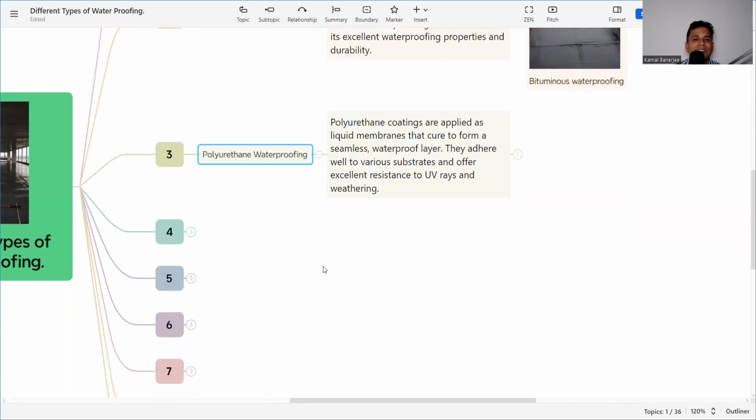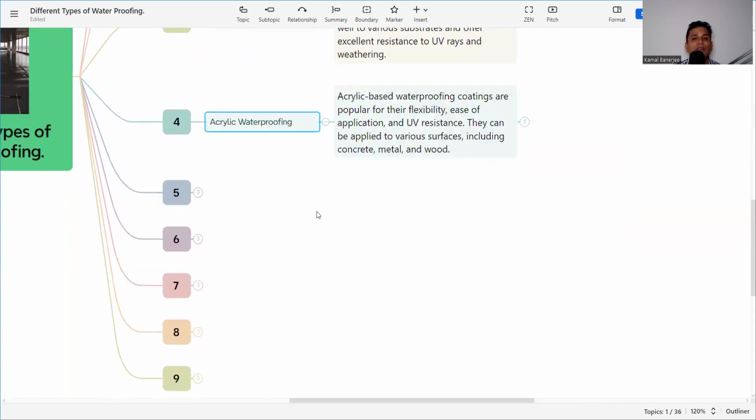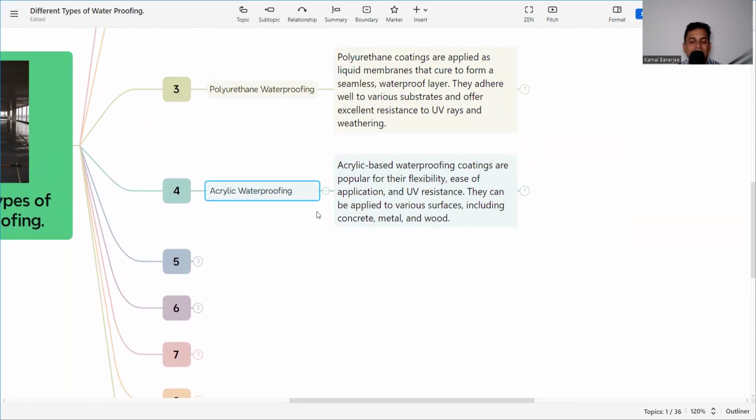So one is bituminous, then polyurethane. The next is acrylic waterproofing, that means it is acrylic-based. So according to the base component, the different types of waterproofing are used.